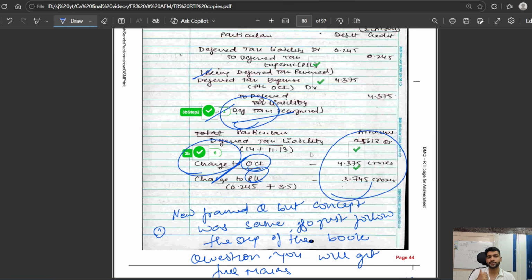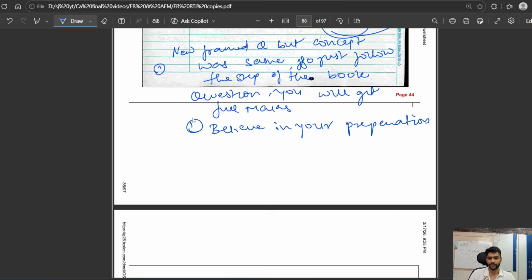Secondly, even if it is a new-frame question, but the concept is in your mind, try it, because definitely you will be able to solve it and you will get full marks out of full marks. Okay, so this is your learning: believe in your preparation.